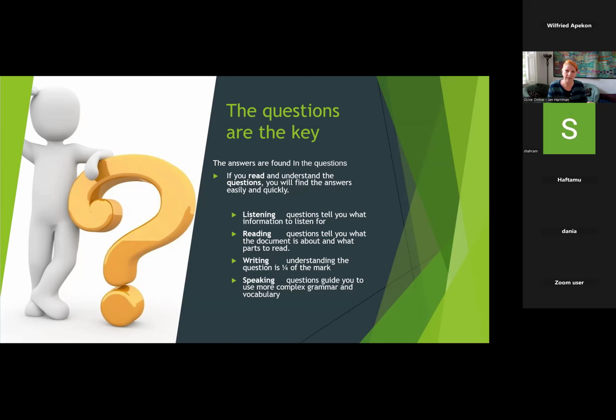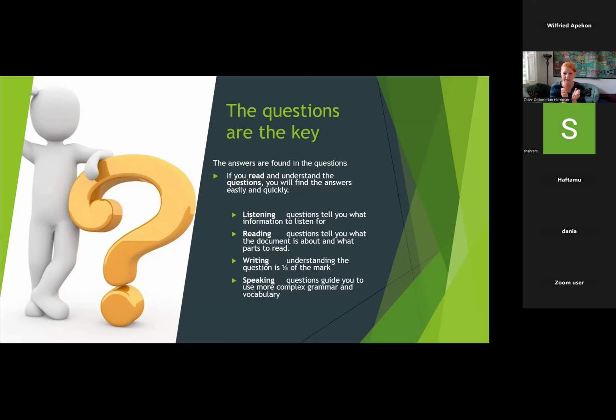Understanding that question, the act of actually understanding fully that question, is 1/4 of your mark. There are 4 marks in reading, in the writing, and understanding the question is 1. Writing in an orderly fashion is the 2nd, and only then do we get to vocabulary and grammar.